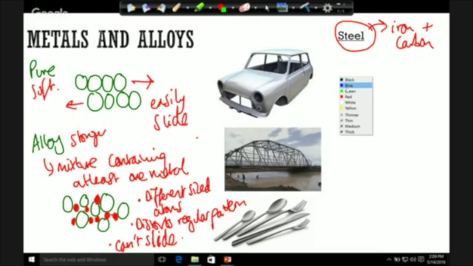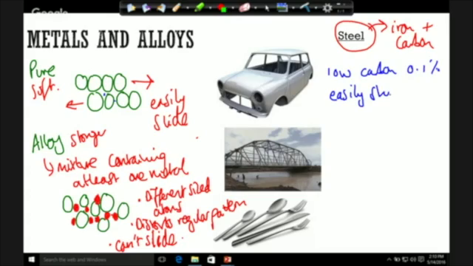We can have low carbon steel, and that would be a steel with just a little bit of carbon in it, so around 0.1%. So because it's got a little bit of carbon in it, imagine just putting a little bit in between here, it would distort the layers and become an alloy, but it means it can still be quite easily shaped and bent, like the pure metal.